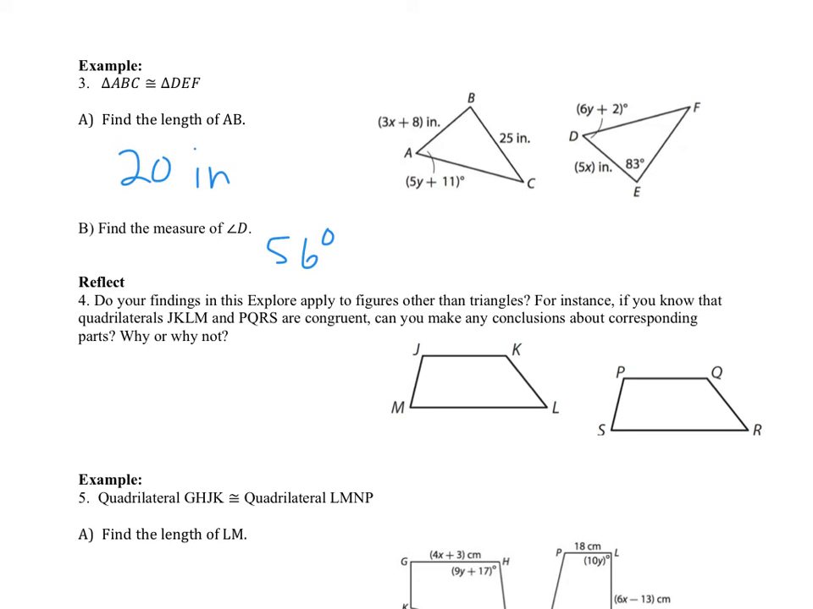All right, little reflection for you. Do your findings in these examples apply to figures other than triangles? For instance, if you know that quadrilaterals JKLM and PQRS are congruent, can you make any conclusions about corresponding parts? Why or why not? All right, so put your response in.